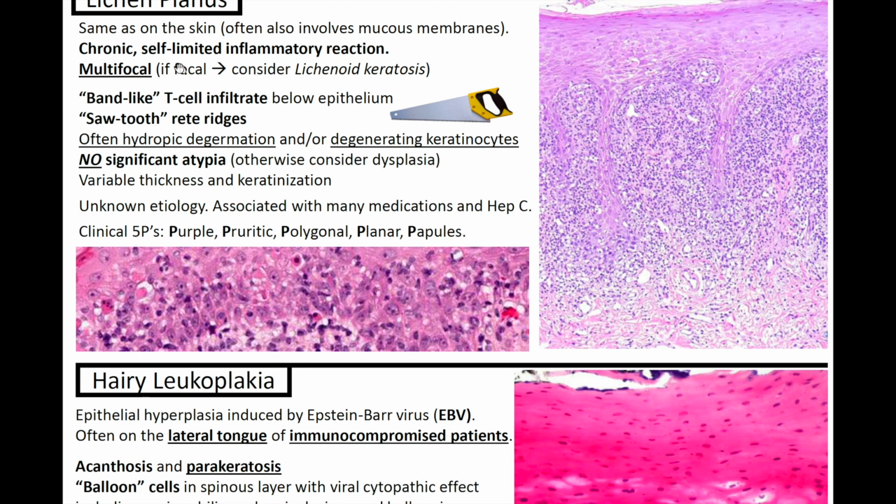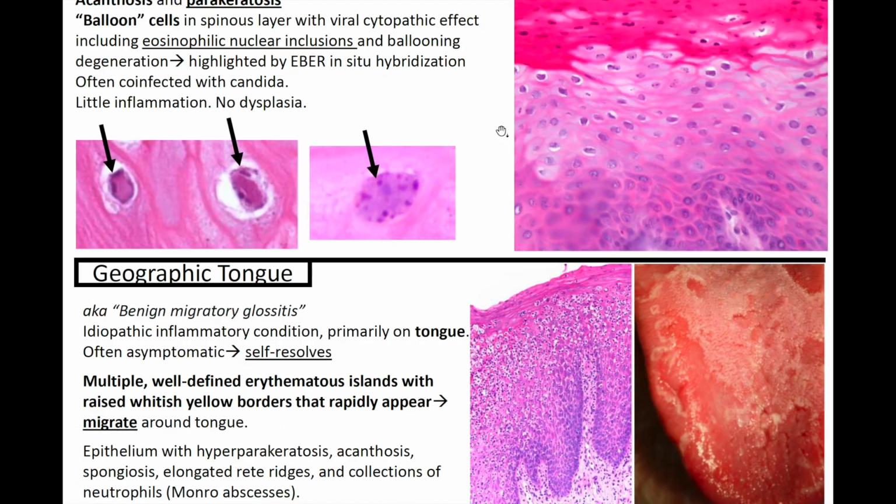With lichen planus, you often have hydropic degeneration and/or degeneration of keratinocytes with no significant atypia, and otherwise you want to consider dysplasia. There's variable thickness in keratinization in lichen planus, and it's of unknown etiology, although associated with many medications and hepatitis C. And you want to remember the clinical 5 Ps that we learned in medical school. So purple, pruritic, polygonal, planar, and papules. And those are buzzwords to make you think about lichen planus.